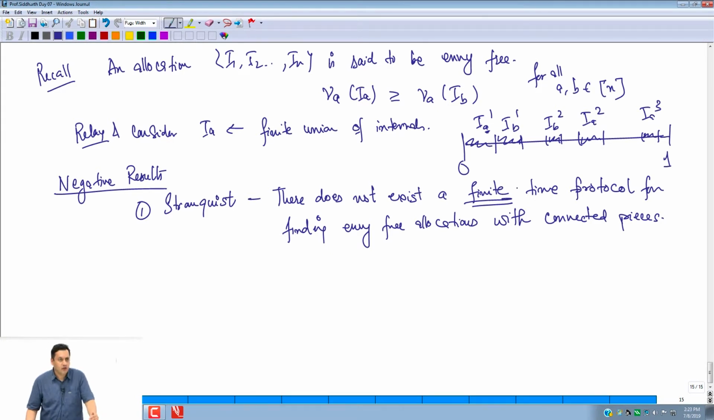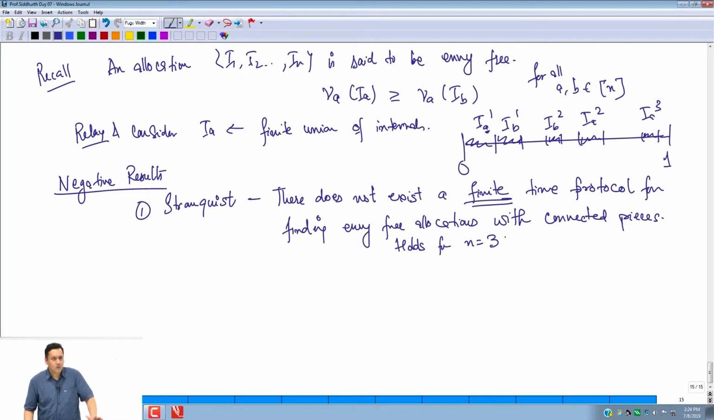It's a strong negative result, but it's in the Robertson-Webb query model with an adaptive adversary, which means there's an adversary sitting behind who's answering these cut and eval queries, the Robertson-Webb queries that you ask, and he's adversarial, he'll shift based on whatever you have asked so far. So it is a strong adversarial model, but still it's a drastically negative result, and to rub salt in the wound, this actually holds for n equal to 3.